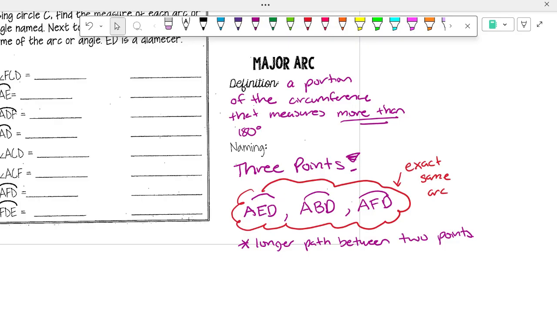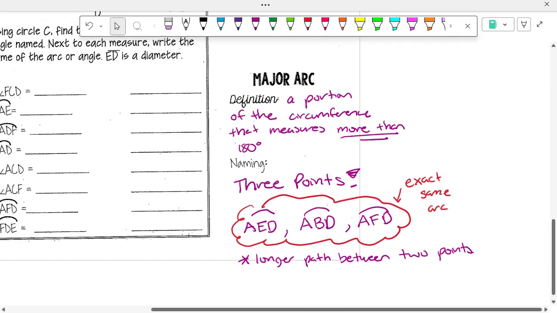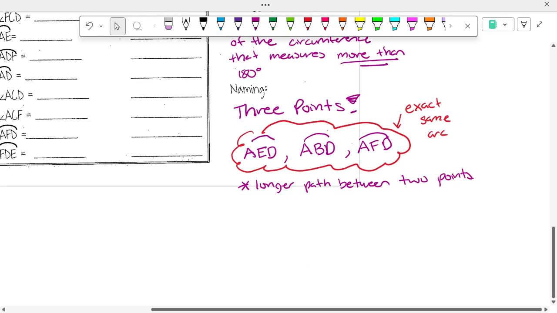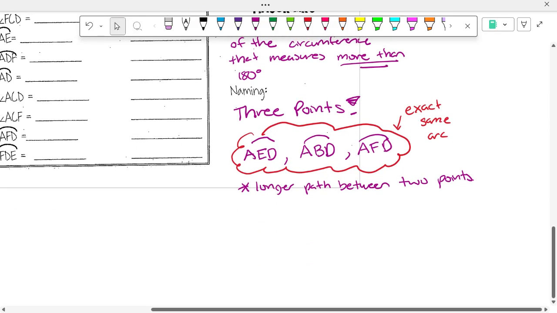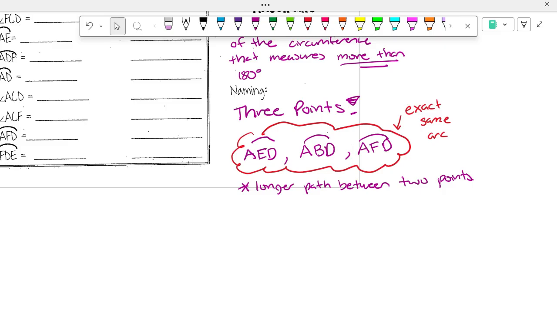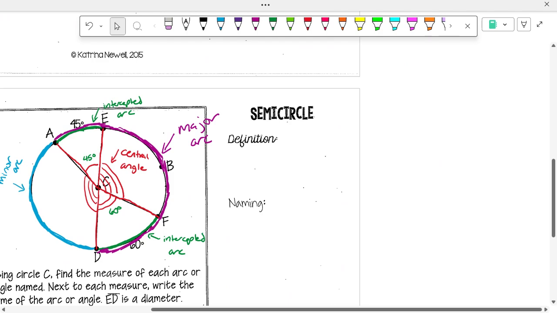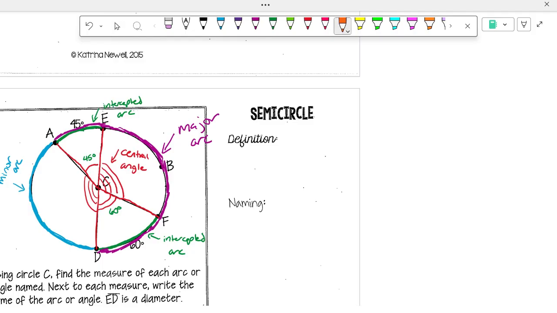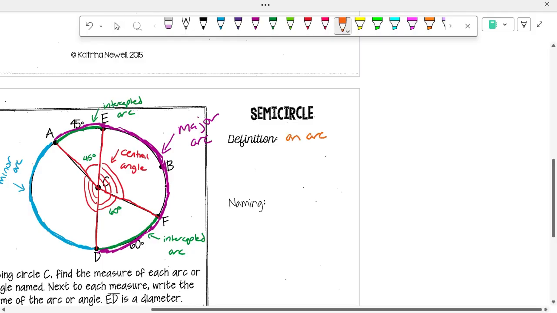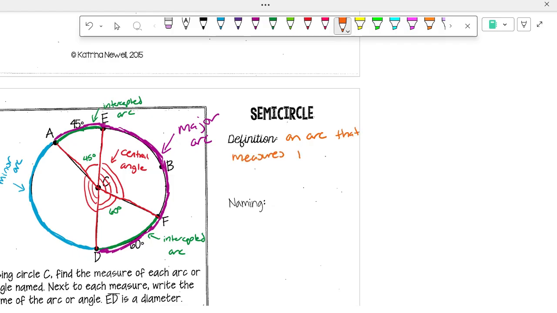Now, our last definition is one that you guys should be fairly familiar with, and that would be a semicircle. When you hear the word semicircle, what do you think? Half a circle, and that's exactly what it is. A semicircle is an arc that measures exactly 180 degrees. So in other words, it's half the circle.